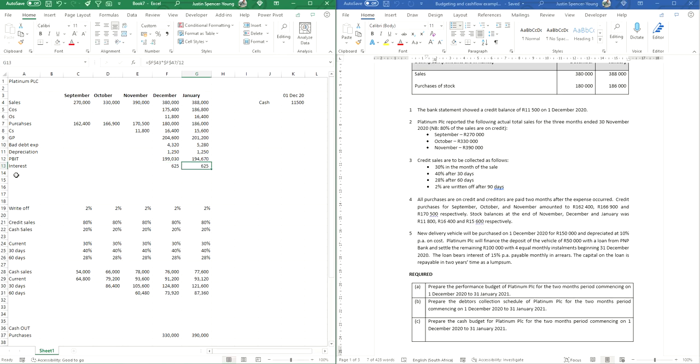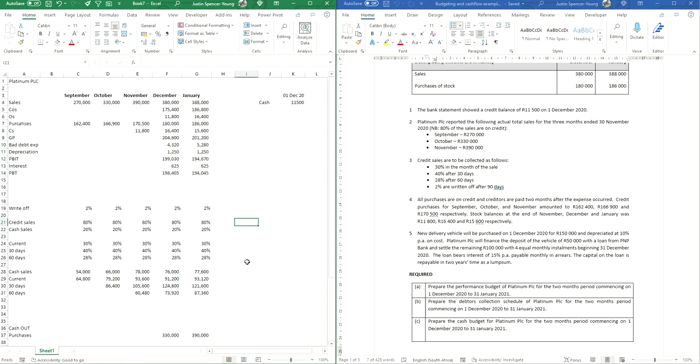Now we've got a profit before tax equal to 199,030 minus the interest. We have a profit before tax. We can do that for both years, and what we have done here is create a performance budget for Platinum PLC for the 2 months commencing 1 December to end of January, sorted. It's just a product of working through the process.